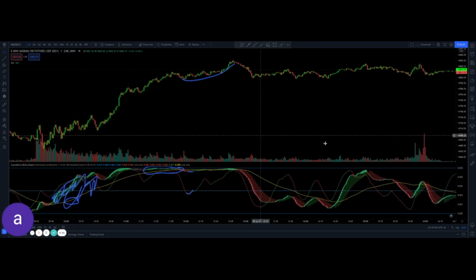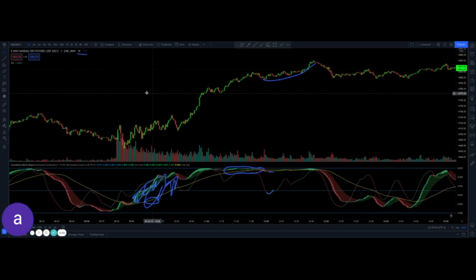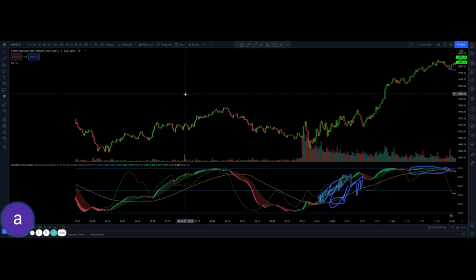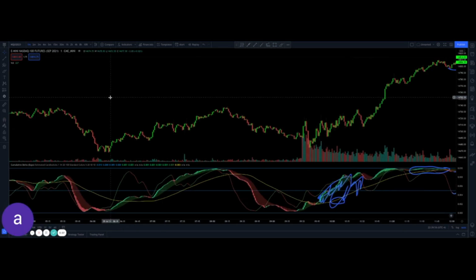So let's look at some more trades, shall we? What do we got? So this would be a win for the bears, using this indicator alone. We have the confirmation line showing bears. We have the candlestick showing bears. So here's your snapback.